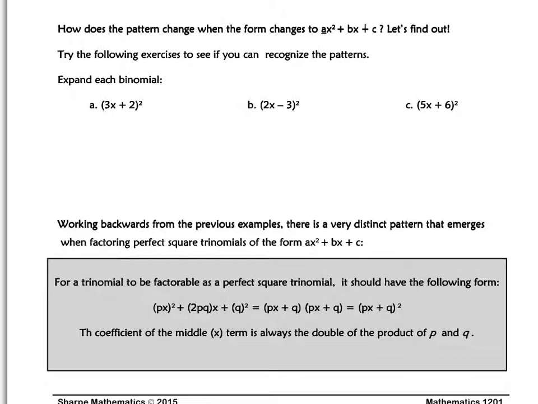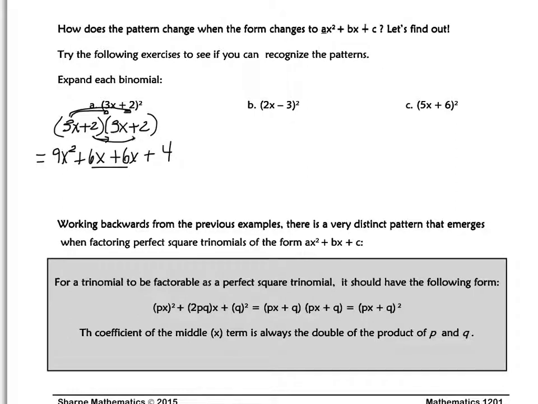So the first one there, if we use our shortcut rule again, we know that it's going to be the square of the first. Now, if you want, you can just do 3x plus 2 times 3x plus 2. I'll do the first one the old way, and do the last two the shortcut way. Okay, so 3x times 3x is 9x squared, and you got your plus 6x plus 6x. So you can see that it's going to be the product of 3x and 2 doubled, right? Because together they will form 12x, and then plus the 4. So you end up with 9x squared plus 12x plus 4.